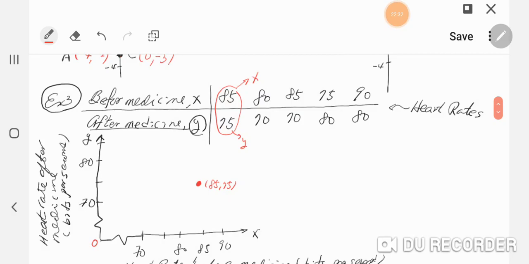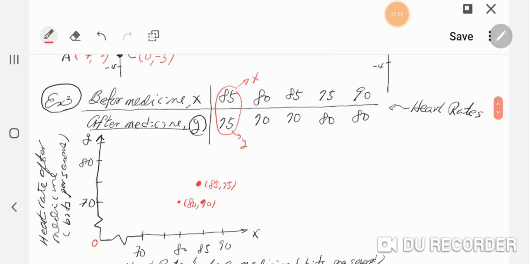Okay, 80 and 70. So 80 on the x-axis is over here, and 70 is over here, the y value. So 80, 70. Okay, 85 and 70: 85 is here, and 70 is here.